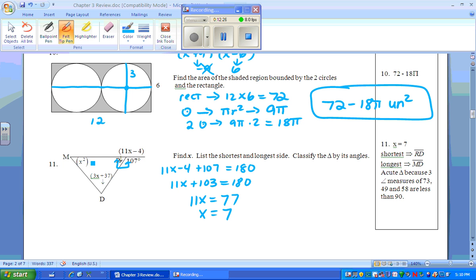When I plug in 7 here, I get 49. 7 here, I get 7 times 3 is 21 plus 37, so that's 58. And this angle here is 11 times 7, which is 77 minus 4, which is 73.